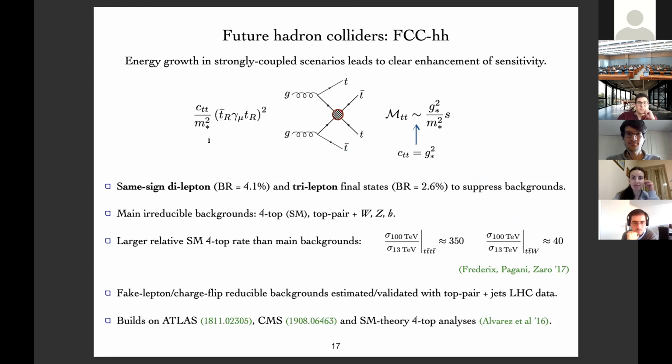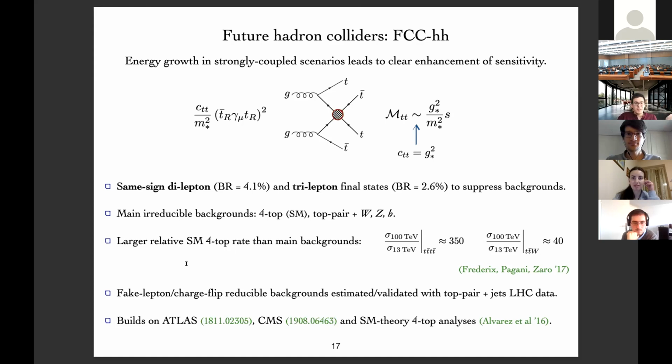So first, we studied the sensitivity of a future circular hadron machine at 100 TeV center-of-mass energy. In this case, the strategy is clear: take advantage of the high collision energies, along with the fact that the tt scattering mediated by this four-top contact interaction grows with energy, to enhance the signal for four-top production. So some important points concerning our analysis are the following. We thoroughly analyzed both the same-sign dilepton as well as the trilepton channels. The main irreducible backgrounds in these channels are the Standard Model four-top production, as well as top pair production in association with W, Z, and Higgs.